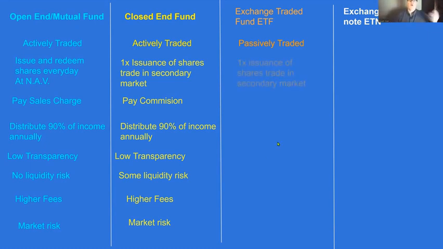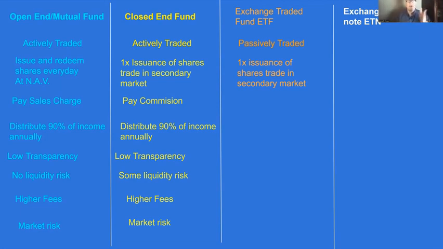When you buy an ETF, it's a one-time issuance of shares and they trade in the secondary market. Now, as far as normal investors, that's the truth. There is a way for really rich people to get their own shares printed for them if they buy the portfolio in the same percentages, but that's not on this test. So we're going to just go with one-time issuance of shares. Trade it in the secondary market. You buy it at the ask, you sell it at the bid, you pay a commission.